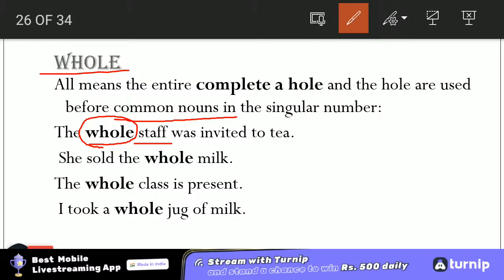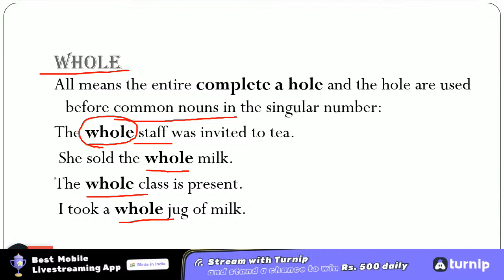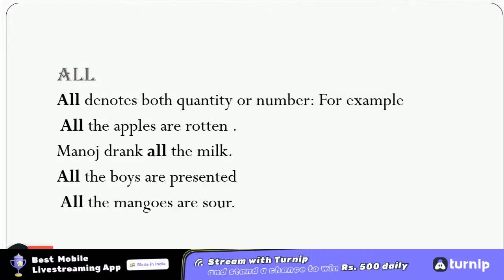She sold the whole milk. Milk is again a common noun. The whole class is present. Class is again a common noun. I took a whole jug of milk. So when we are talking about the complete entire thing, we use the determiner whole.